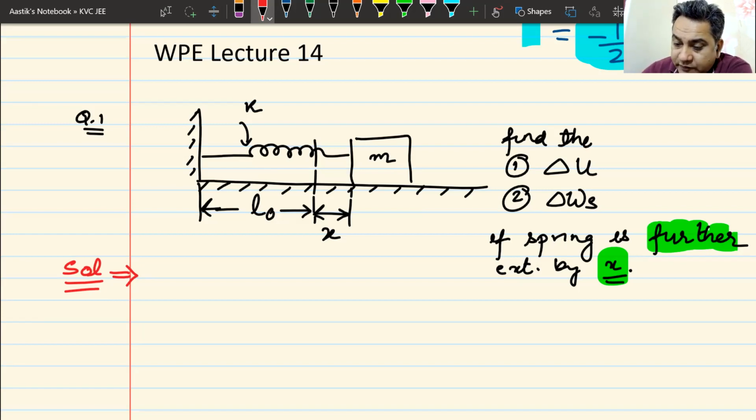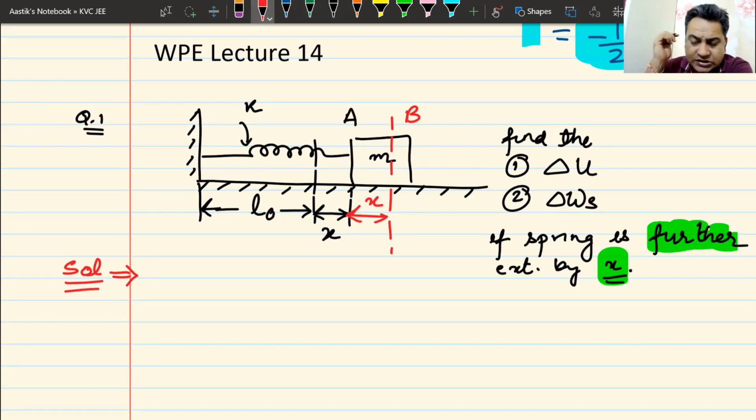So basically, what we're going to do is, this is the initial position where this block is right now. Let me call this position A. And now I'm going to further extend it by an amount X. So it is here in its final position B, and this length, it is further extended by X. So this is also X.